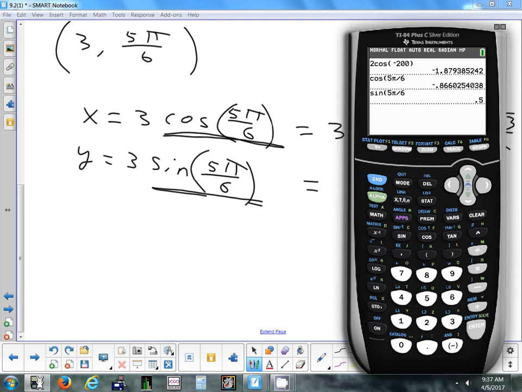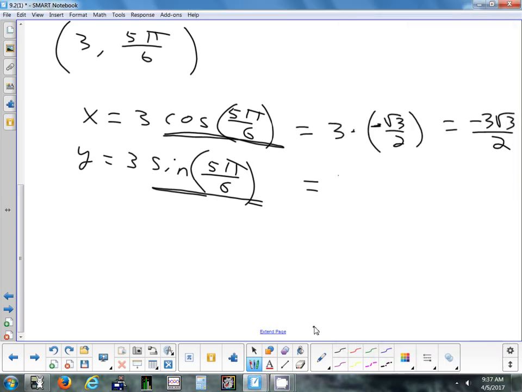This time we get a fraction, a half, and then times 3 is how much? Yeah, 1.5. Okay, so your coordinate is negative 3 root 3 over 2, comma, 1.5. If they wanted it as a decimal, just type 0.866 times 3, see what it comes out to, and make it negative. But that's how you do it as an exact answer.